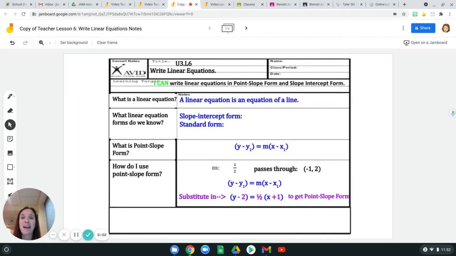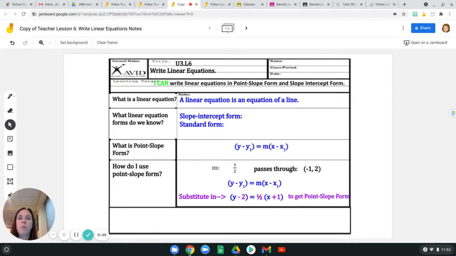We are going to take notes on lesson 6, write linear equations. Get your note packet ready. If you're taking notes in your learning log, get that ready. Title needs to be written. Learning target needs to be written or filled in. I can write linear equations in point slope form and slope intercept form.